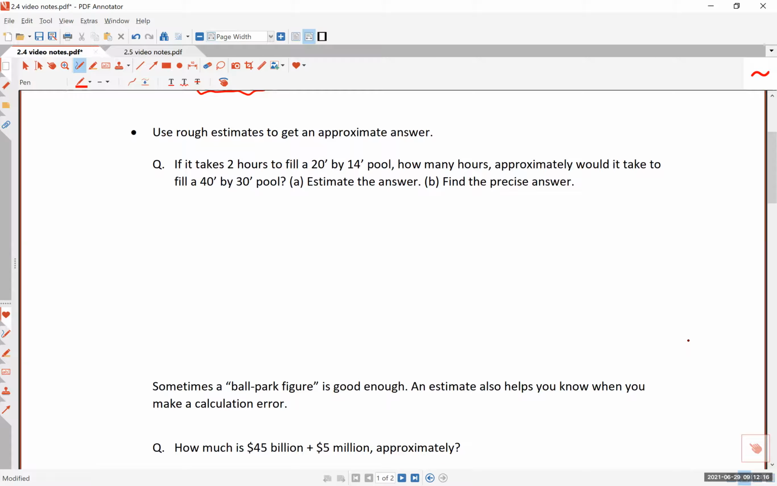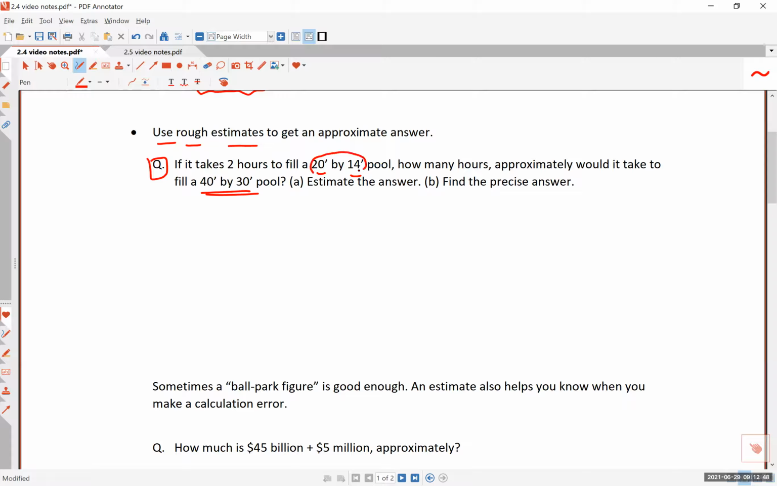All right, so the overall idea for this section, basically there's only one, is to use rough estimates to get an approximate answer. Here is the first question. Let's say it takes 2 hours to fill a 20 foot by 14 foot pool. Then how many hours approximately, if everything else stays the same, would it take to fill a 40 by 30 pool? Now, this is of course much larger.